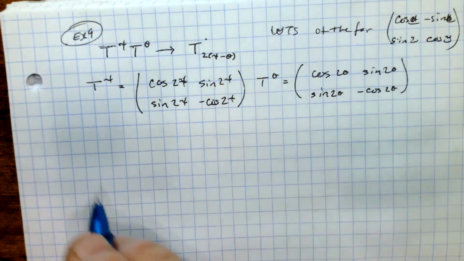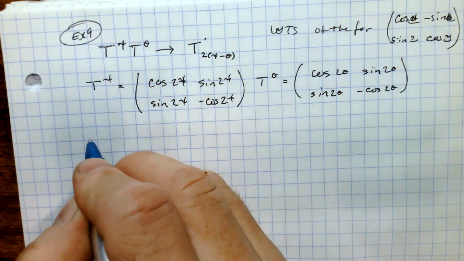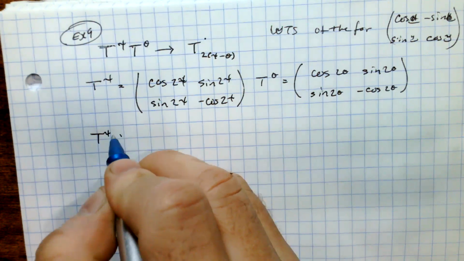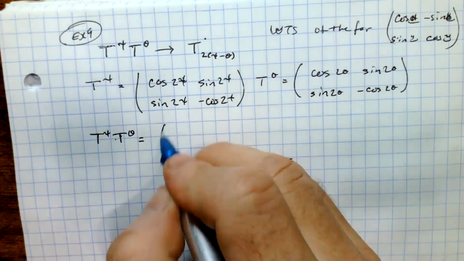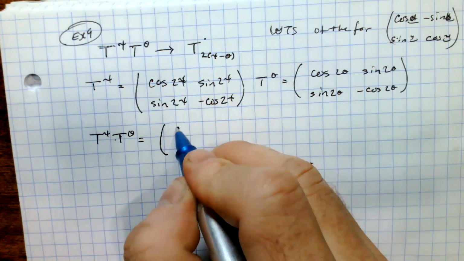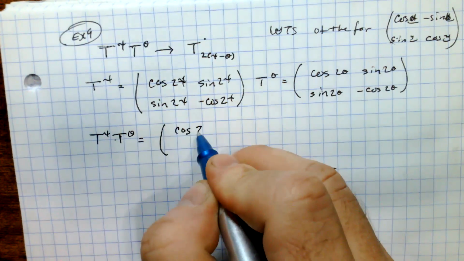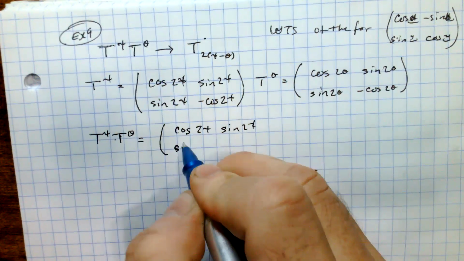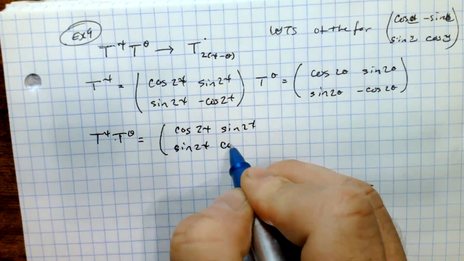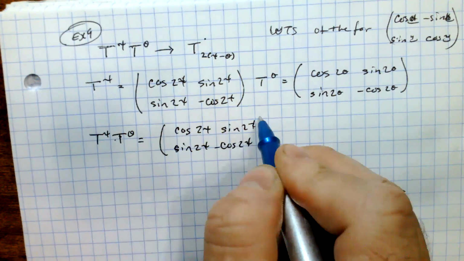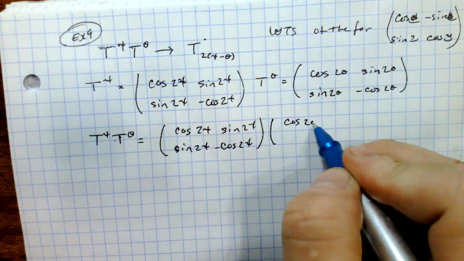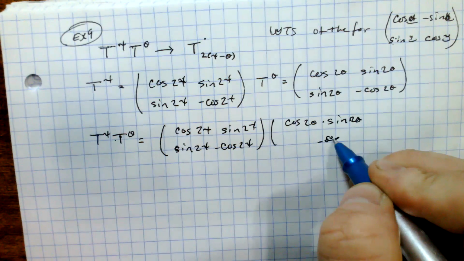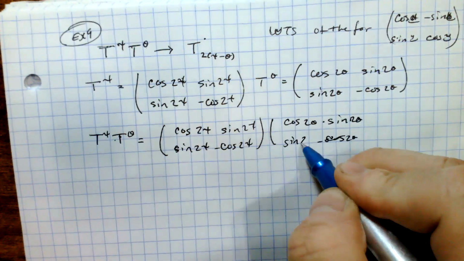Okay. All right. So let's go ahead and compute the composition. And so we have T of psi operating on T of theta. Okay. So this is really just matrix multiplication. So cosine of 2 psi, sine 2 psi, sine 2 psi, negative cosine 2 psi, times cosine 2 theta, sine 2 theta, sine 2 theta, negative cosine 2 theta.